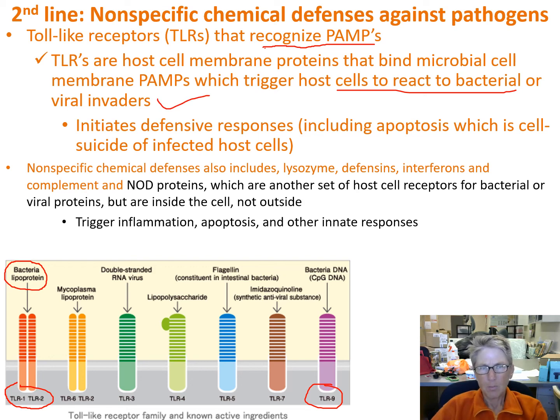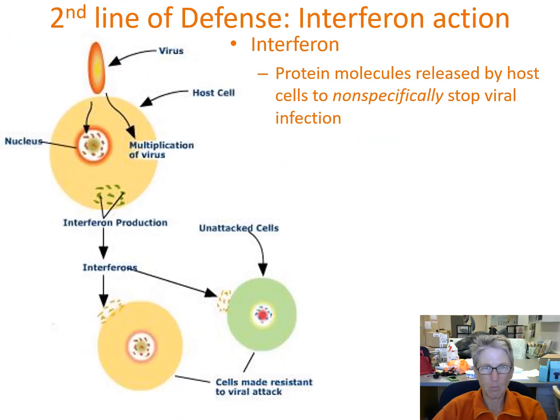When Toll-like receptors bind to PAMPs, this initiates defensive responses, including apoptosis, which could mean if I'm an infected cell and I do apoptosis, I destroy myself for the good of the community. Nonspecific chemical defenses also include, we've talked about this, lysozyme, defensins, interferons, and complement, and a bunch of other proteins.